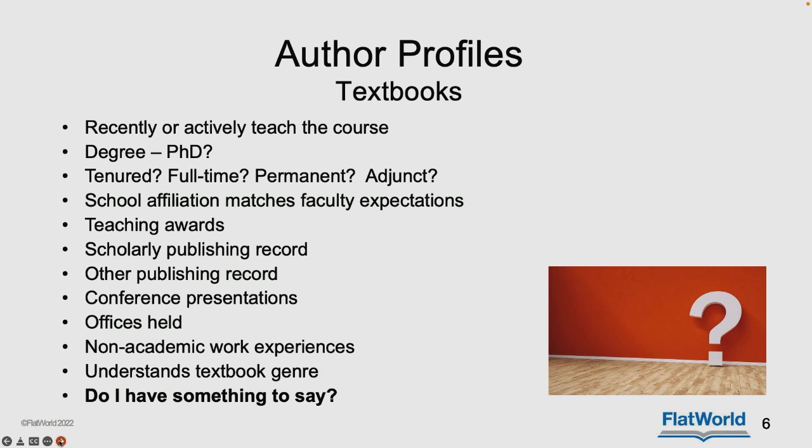Certain disciplines, let's say economics, the faculty expectation is that the author will come from a robust school, one with a credible research program. That's not always required. There are courses and whole disciplines where the school affiliation does not matter so much. And certainly, if you're an adjunct, there is potentially the opportunity for you to become involved as a second or third author on a textbook.